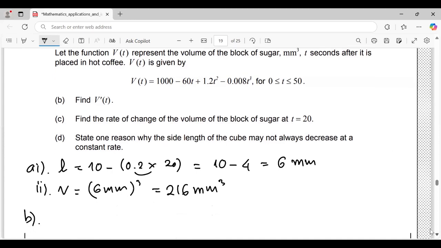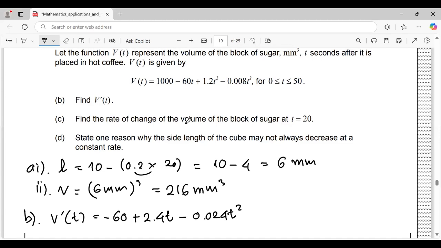V(t) was 1000 minus 60t plus 1.2 t squared minus 0.008 t cubed. So it means the derivative is, the constant becomes 0, and this becomes minus 60 plus 2 times 1.2, 2.4 t, minus 3 times 0.008, it is 0.024 t squared.